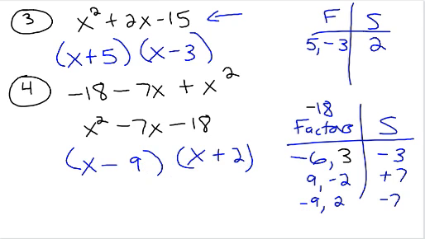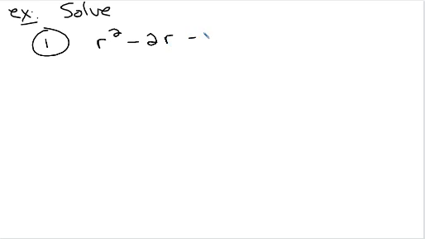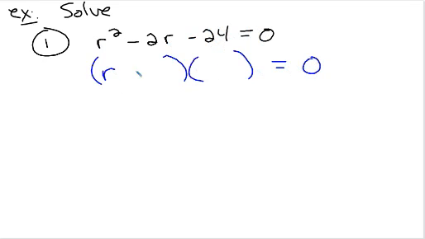x plus 2. Now, the only thing that changes when they tell you to solve an equation, and that's the second half of this section, is when they tell you to solve, and let's say they give you something like r squared minus 2r minus 24 equals 0. You do everything the same. I want to get this into two binomials, but it'll be equal to 0. I know that's going to be r and r.